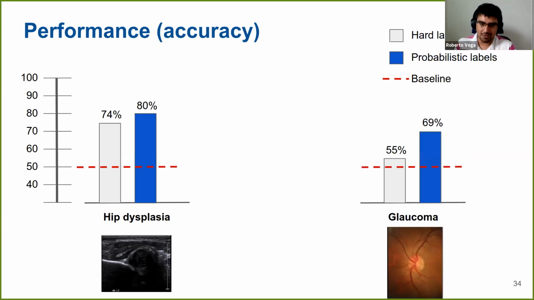Now we went to glaucoma. When we repeat the same experiment with glaucoma, we saw a huge improvement from 55 to 69% in performance, again using the same data. We just added this medical knowledge, which in this case is the ratio of the cup and the disc in the eye. Every disease has its own way of being diagnosed. So now we have this improvement, and we were very happy.